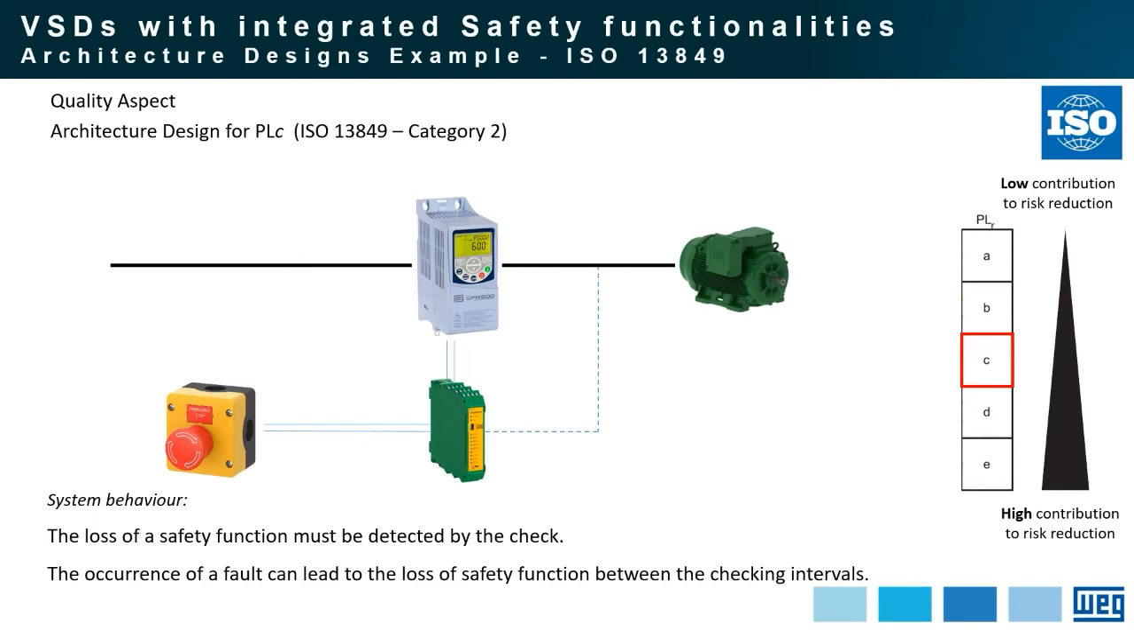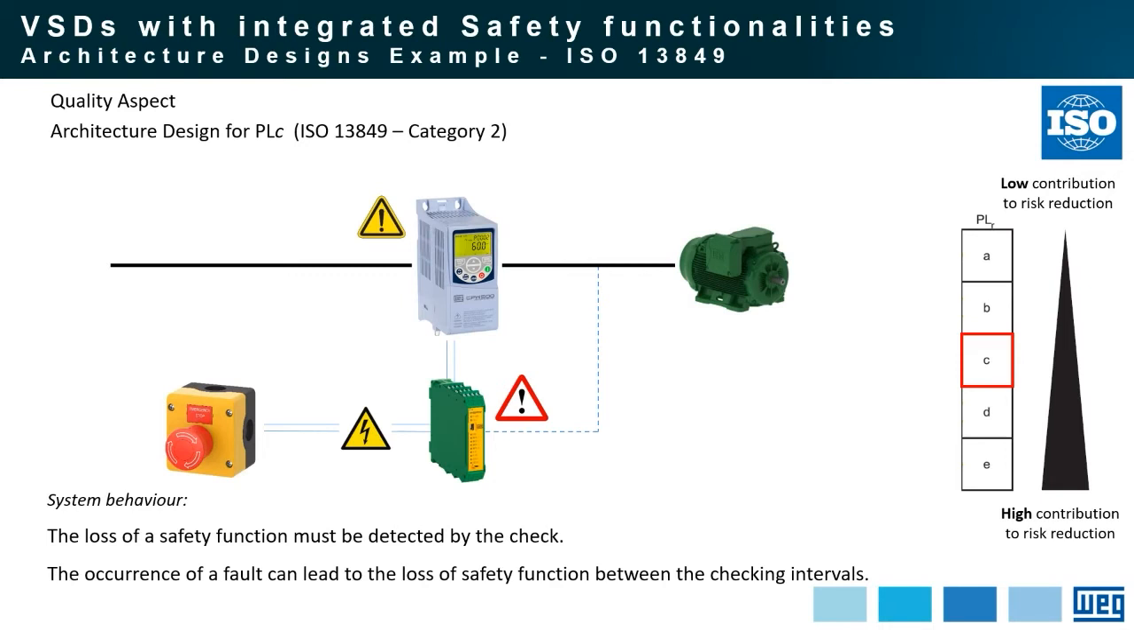So that is the reason to install an external relay in this case, because if the cables have any problem or if the variable speed drive has any problem, by the check-ins done by the safety relay, it will set a warning to the operator to do the machine maintenance. And so it will stop the machine after detecting the failure.